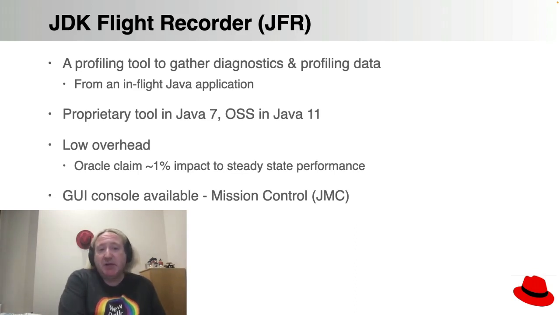Traditionally, JFR data is displayed in a GUI console called Mission Control, or JMC. And that's fine, but it has two problems that we're going to talk about. JFR by default generates an output file. So it generates a recording file like an aeroplane black box. And JMC, Mission Control, only allows you to load in one file at a time.